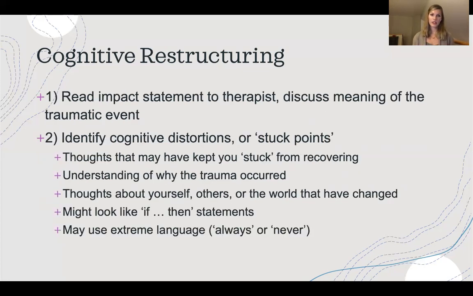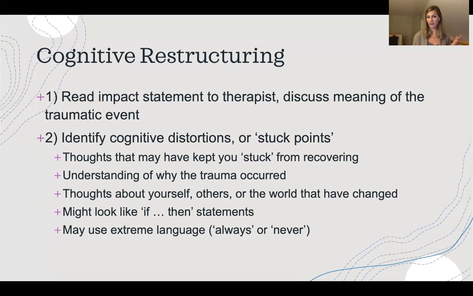The way that we would go about this is first we would have a client read an impact statement to the therapist, discussing the meaning of this traumatic event in their lives. By reading this and having this discussion with the therapist, we'll be able to identify these cognitive distortions, or what they call in cognitive processing therapy, stuck points. They describe them as a thought that might have kept you stuck from recovering. So this might be something like understanding why the trauma occurred, or thoughts about yourself, about others, or about the world that have changed. These thoughts might look like if-then statements.